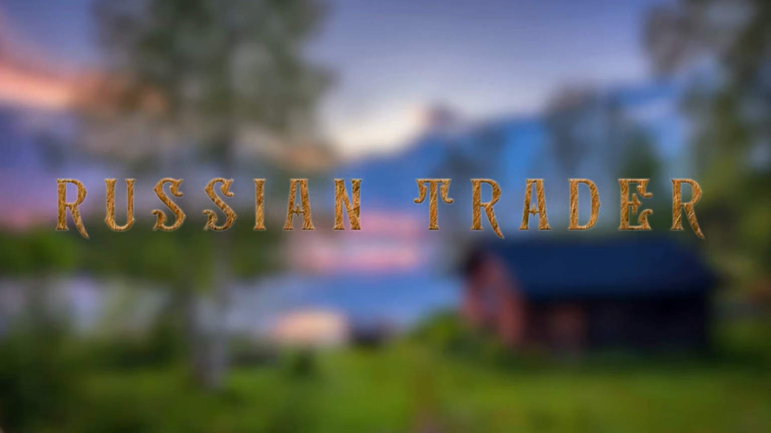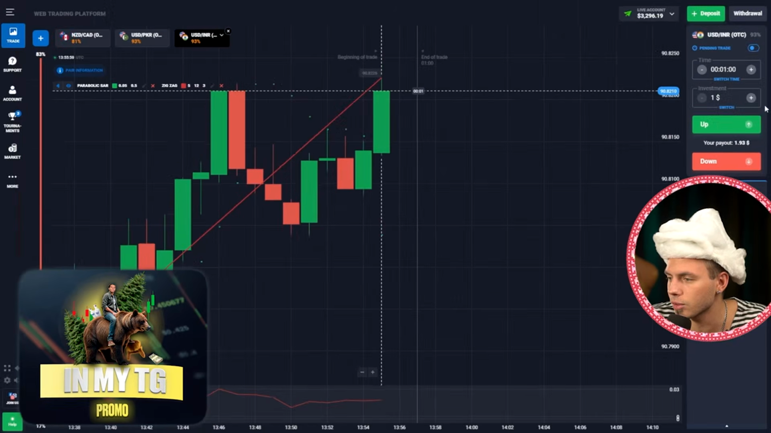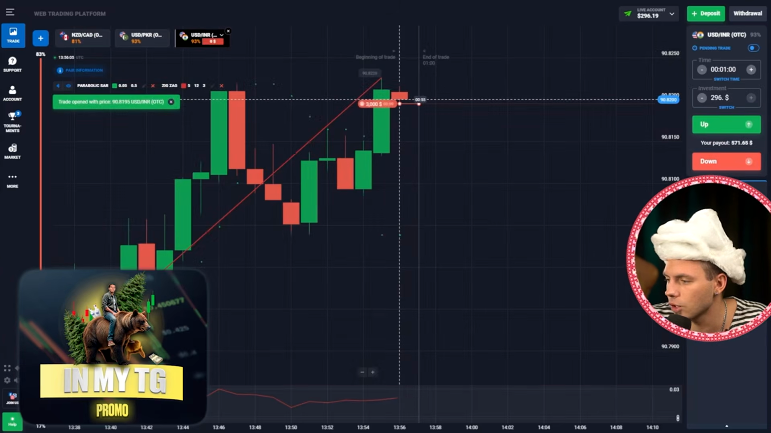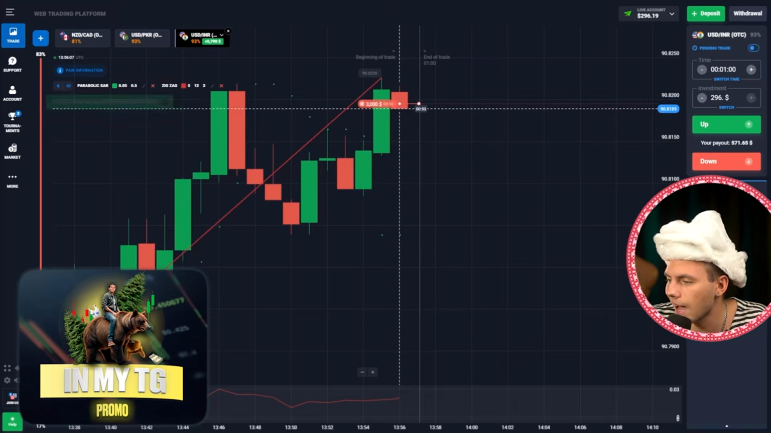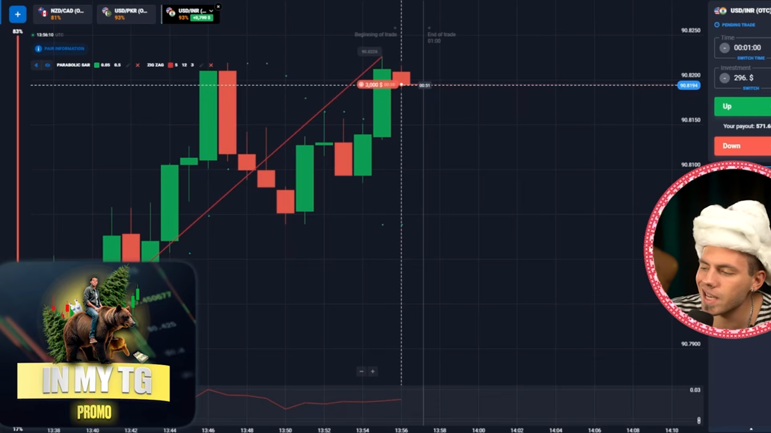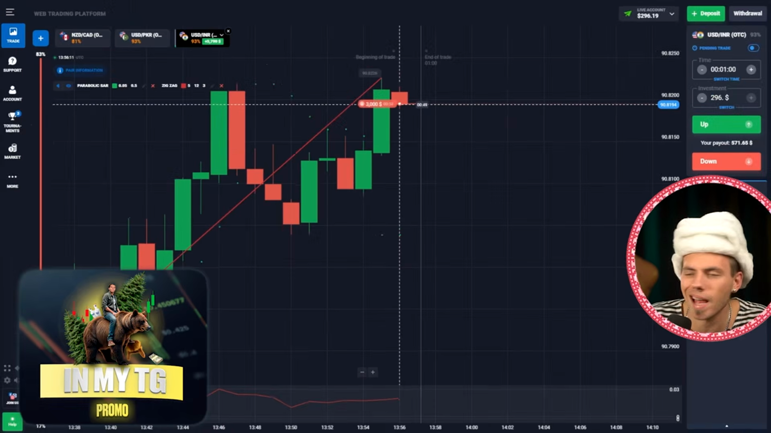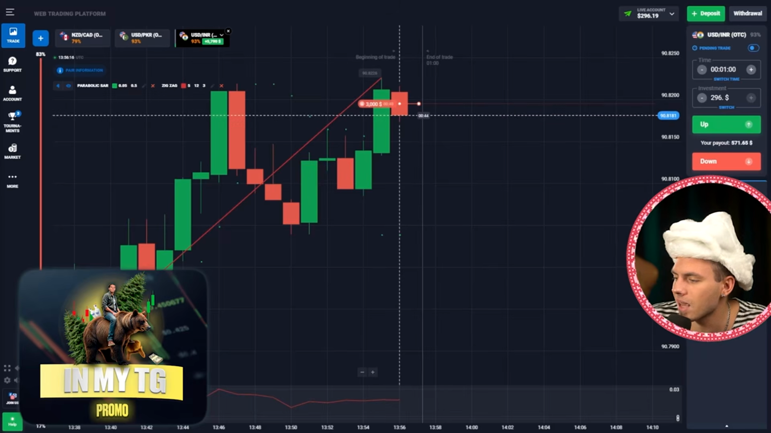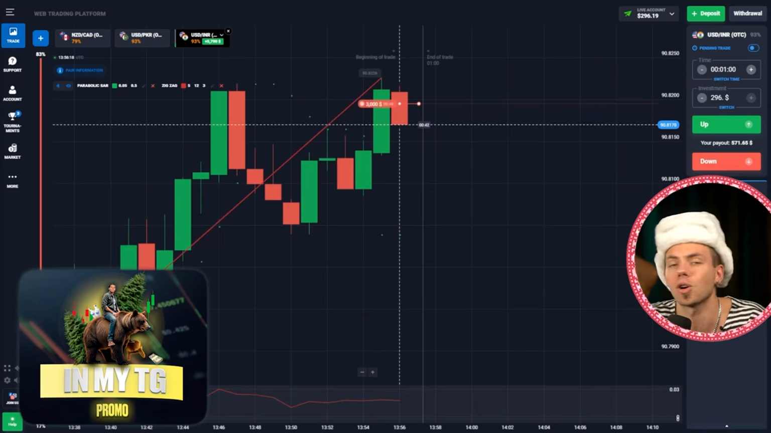Okay, what do we got here? Let's set the amount, 3,000, and right now I'm opening a sell trade. Okay, so here, guys, 90.8226. Here you see, right, this level is a local high and resistance on this chart.